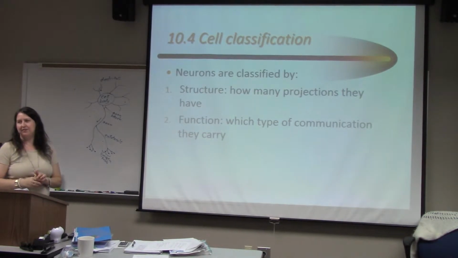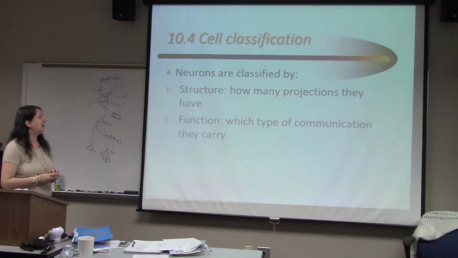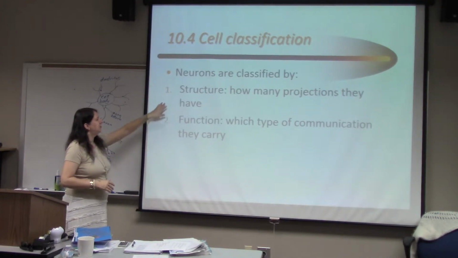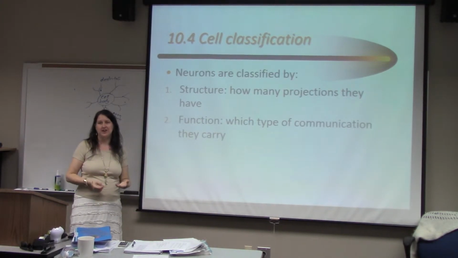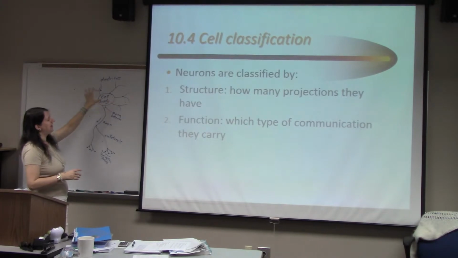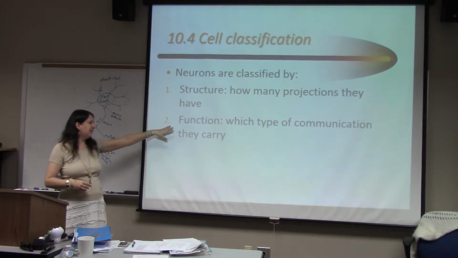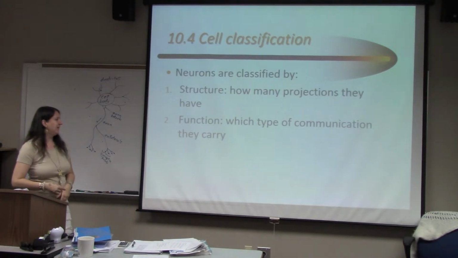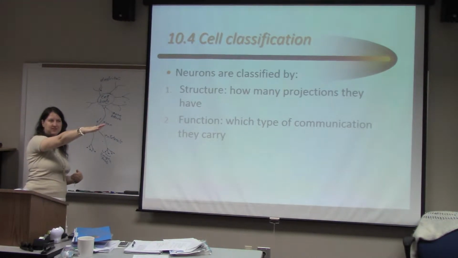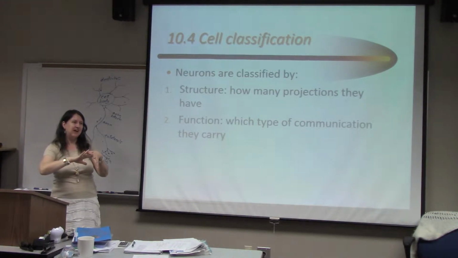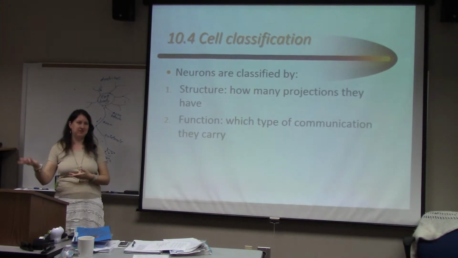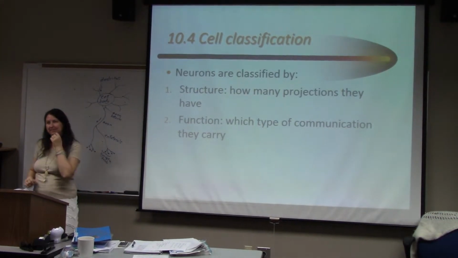Neurons are classified into a couple of different kinds. There's two categories of classification. Structure of the neuron, which is based on how many of these projections they have, and functions of the neuron, which type of communication they carry. That's based on how they're lined up. Are they set up so that their message goes towards the CNS? Are they within the CNS? Or are they set up to take their message away from the CNS? So are they sensory, integrated, or motor?